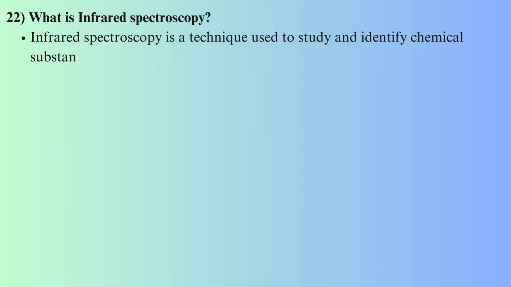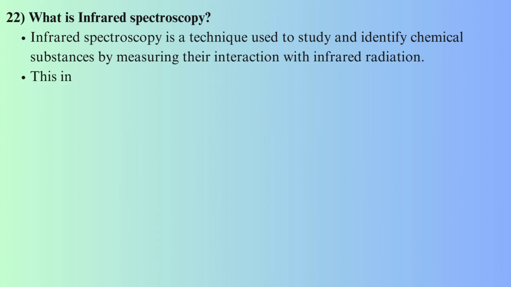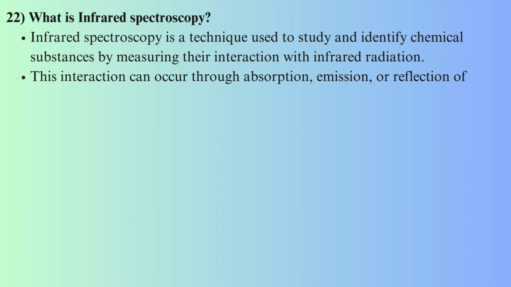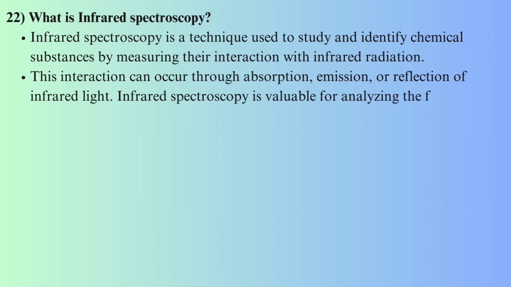Infrared spectroscopy is a technique used to study and identify chemical substances by measuring their interaction with infrared radiation. This interaction can occur through absorption, emission, or reflection of infrared light. Infrared spectroscopy is valuable for analyzing the functional groups and chemical bonds present in solid, liquid, or gaseous samples.